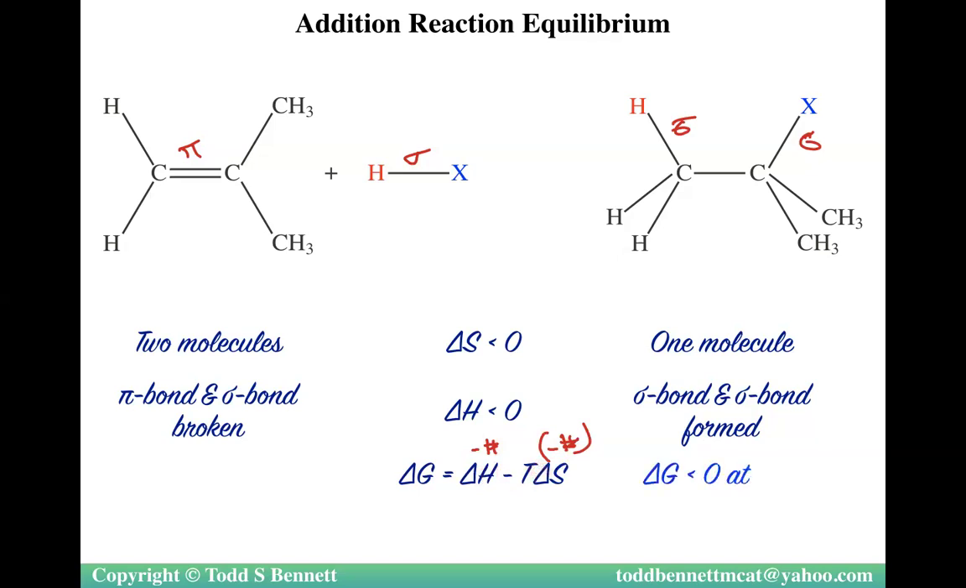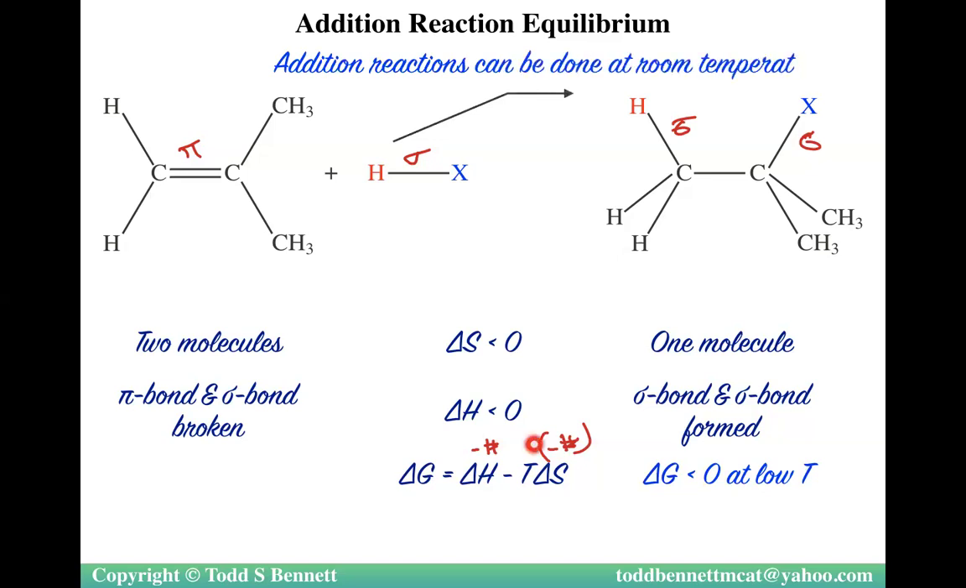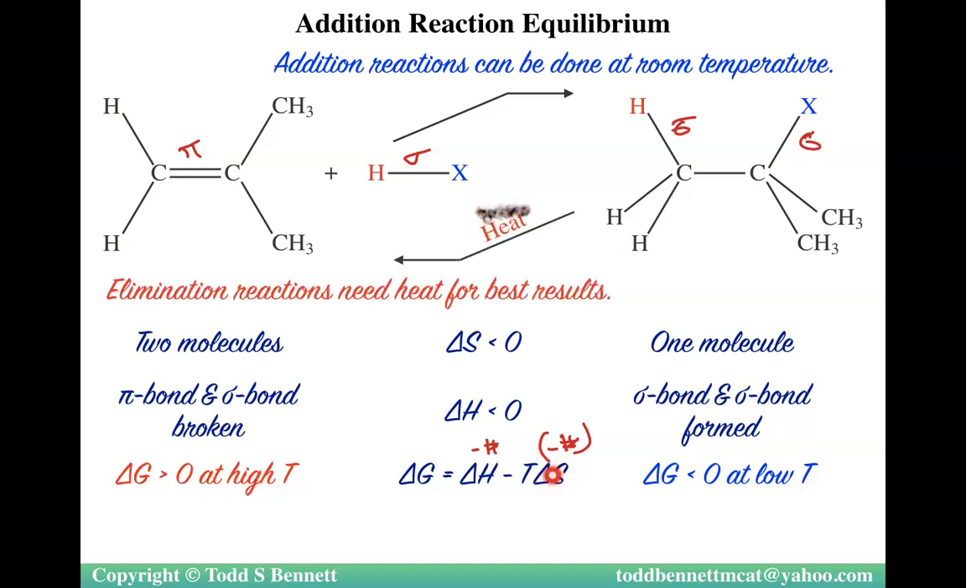So it ends up that at low temperature, when T is very small, in this case, it's going to be favorable because delta G is negative. So a large negative number minus a minus, or plus a smaller number, is overall negative. But at higher temperature, it's going to favor this because this number becomes more significant.